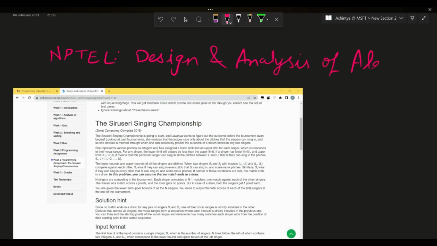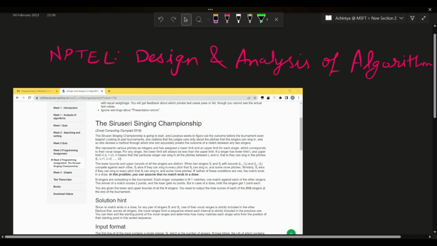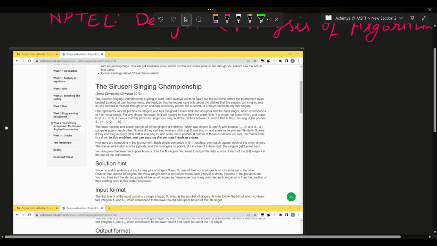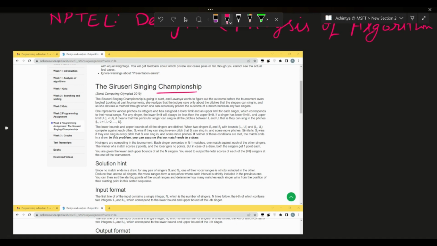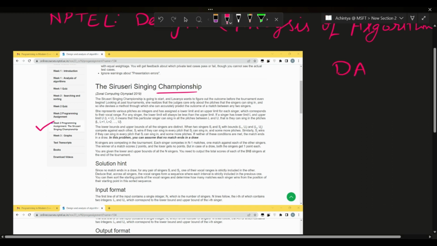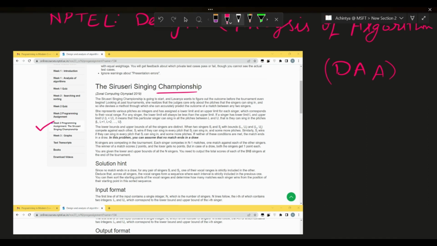The programming question of week 2 has come, and it's written just below here. This is the programming question of week 2 of Design and Analysis of Algorithms, as I have told you, DAA. So let's try to understand the question. What is it trying to figure out?